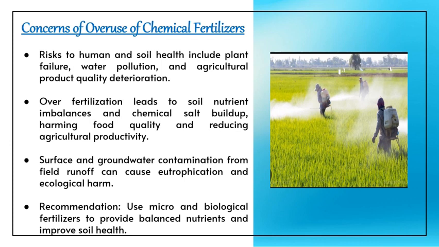Over-fertilization leads to the build-up of chemical salts in the soil, altering its physical and nutrient composition. This not only harms food quality but also diminishes agricultural productivity. Furthermore, surface and groundwater contamination by field runoff can lead to eutrophication and ecological harm. To mitigate this hazard, the article recommends the use of micro and biological fertilizer to provide balanced nutrients and improve soil health.